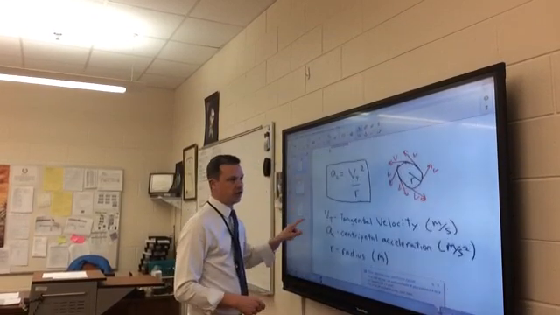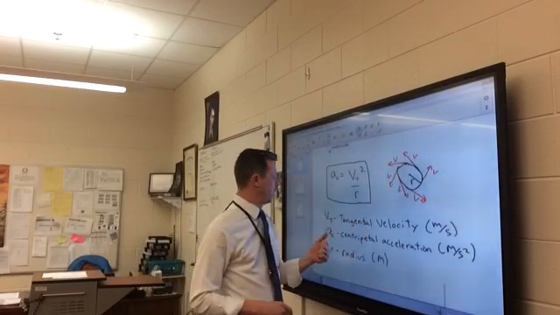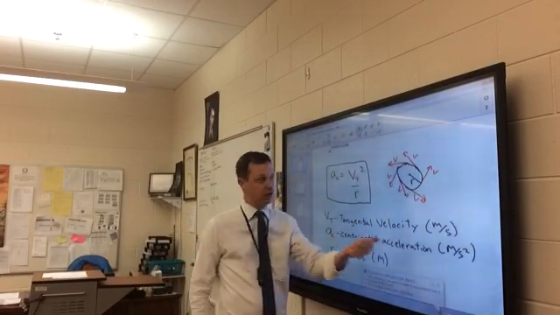So centripetal acceleration, the formula is v_t squared over r. And if you think about it, v_t is actually the tangential velocity.